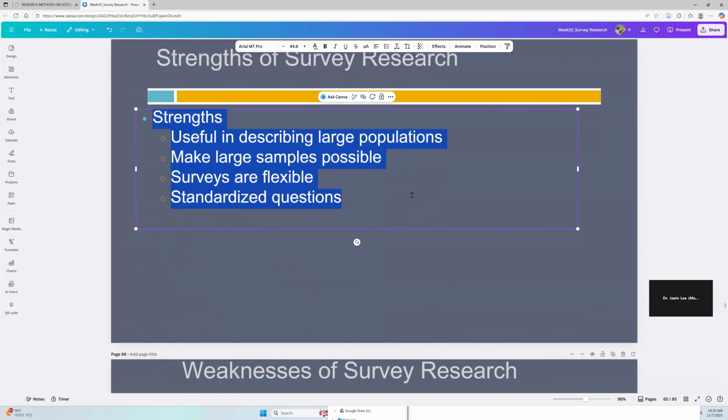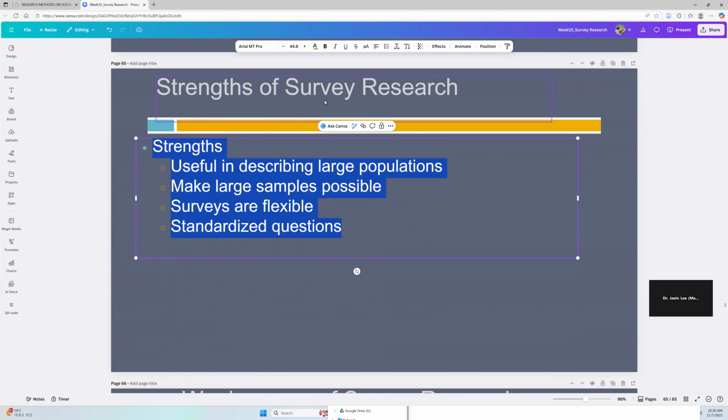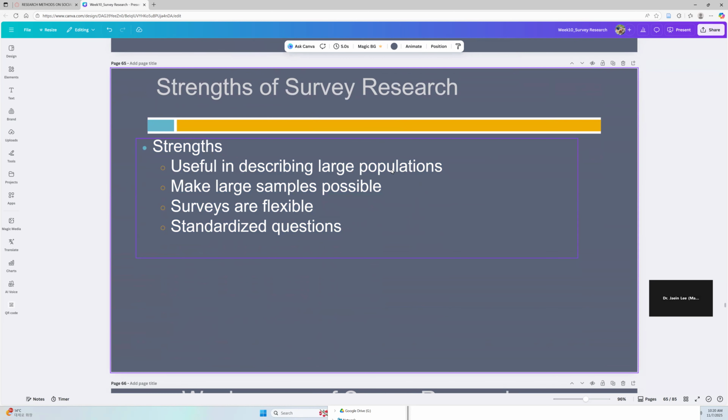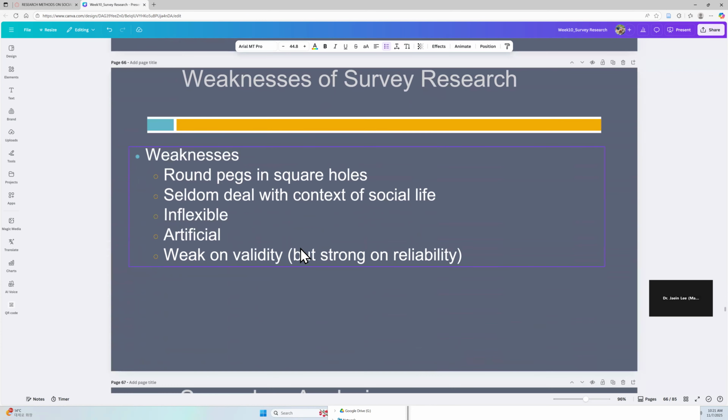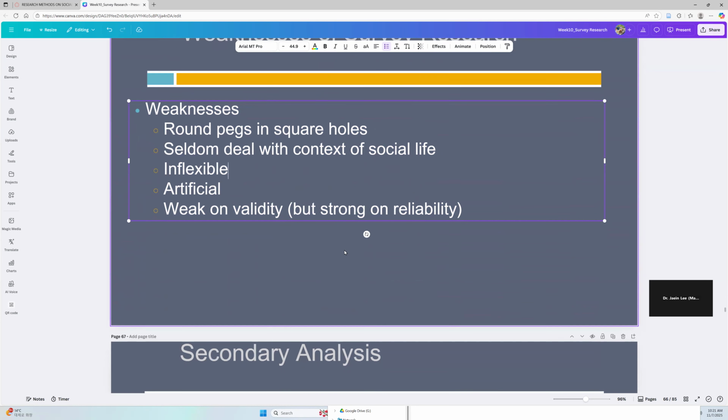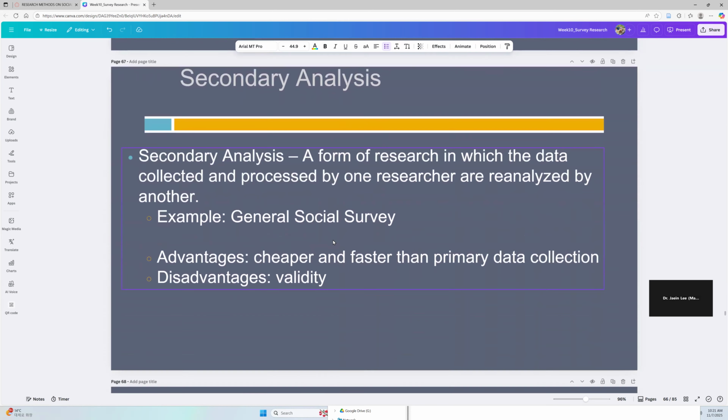All right, so it's almost done. The strength is that the social survey is useful in describing a large population because you are using sampling data that is representative. It makes a large sample possible. Surveys are flexible, with standardized questions. But the weakness is that if you have very badly worded questionnaires, you may encounter many of these disadvantages: round pegs in square holes, where you are not finding very good answers but very random ones; they seldom deal with the content of social life; they are inflexible and artificial, without validity, but have strong reliability, as we saw.